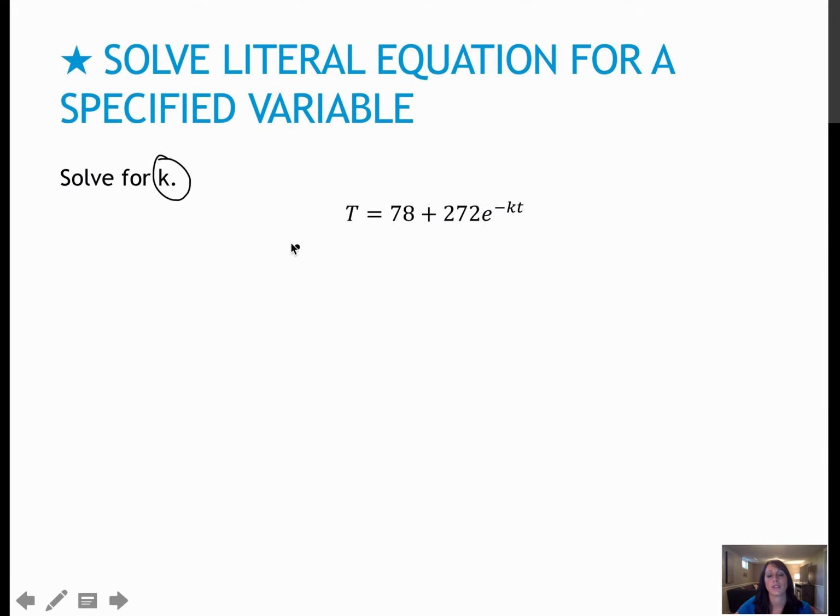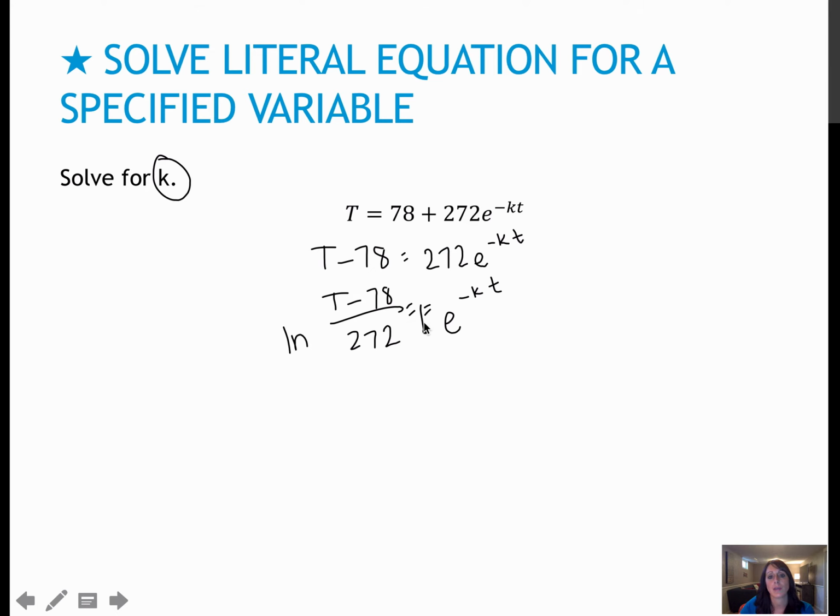This one I'm solving for k. So again, I'm going to start with the easy stuff. So t minus 78 equals 272 e to the negative kt. I'll divide by 272. And I can't work with k or t because they're exponents, so now I have to take the log of each side.